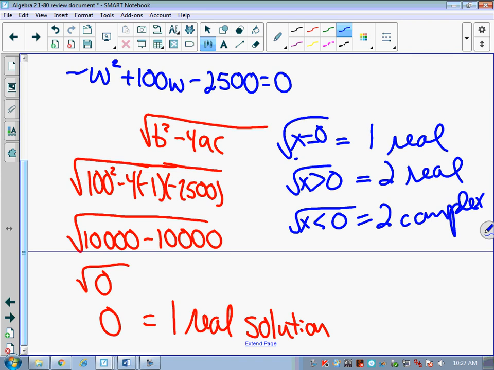Okay, so examples. Examples of this would be square root of 0. Example of this would be square root of 2. Example of this would be square root of negative 2. In fact, the square root of any negative number is going to be too complex, doesn't matter what it is. As soon as there's a negative there, too complex. As soon as this is positive but not 0, 2 real. As soon as this is square root of 0, 1 real.